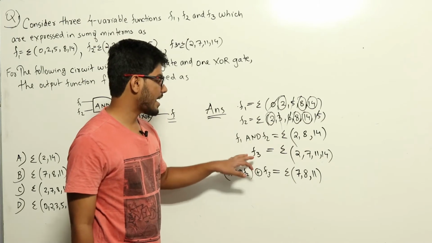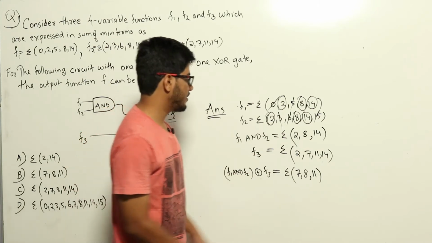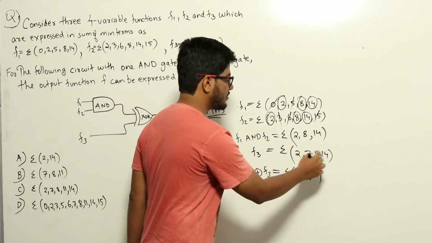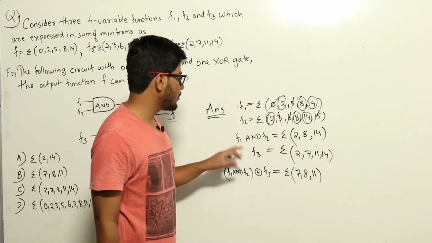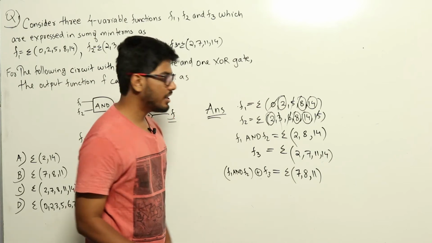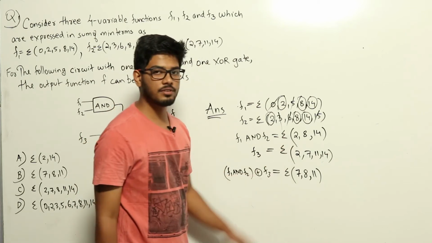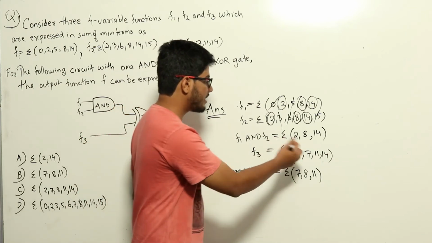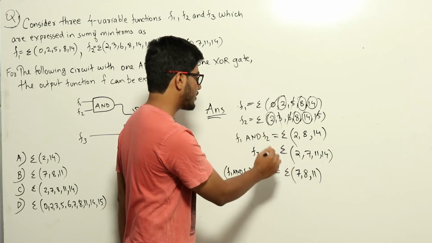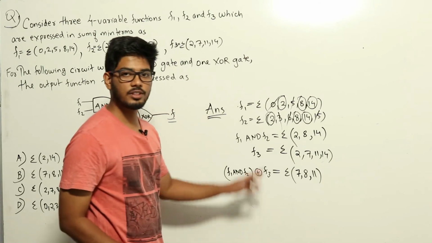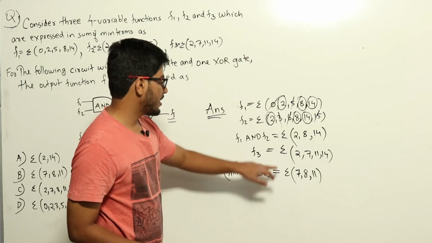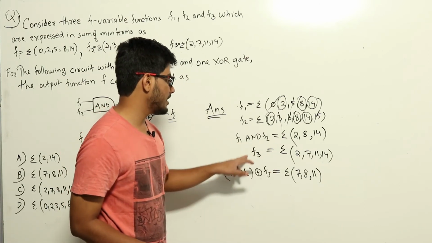Now we are taking XOR with f3. f3 will be sigma of 2, 7, 11 and 14. Now XOR of two functions will be 1 only if it is 1 in exactly one of those two functions. That is, if there is a number which is 1 in f1 and f2 and 0 in f3, or it is 1 in f3 and 0 in f1 and f2, only those numbers will be 1 in the XOR of these two.